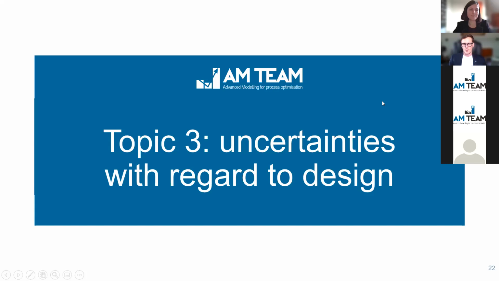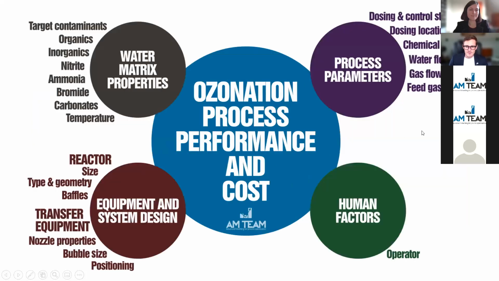Good. We first tackled the matrix, then the uncertainty with scaling up, and now we will go to design. If you look at design, this is a figure we have shown in one of the last webinars. These are the 4 big categories of factors that drive the ozonation process performance and cost. Performance means removal, but also bromate formation, transfer efficiency, things like that. It's all about process parameters. How do you operate your process? Gas, water flow rates, dosing locations.